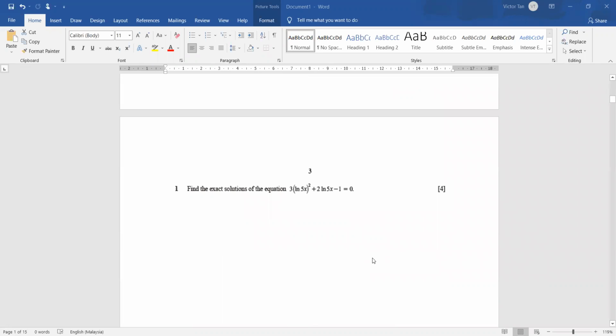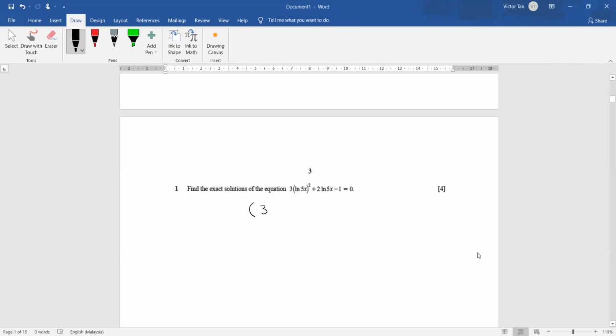Find the exact solution of the equation 3 ln x (5x) squared plus 5 ln 2 ln x minus 1 equals 0. Okay. So you can either make a substitution, or if you know how to factorize directly, you can factorize that directly. Here I'm going to factorize directly.